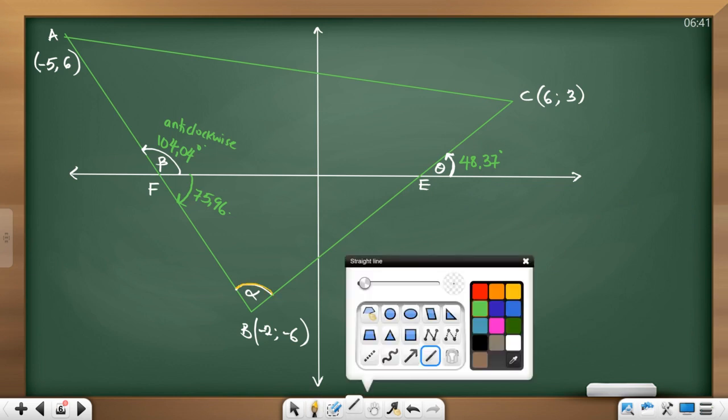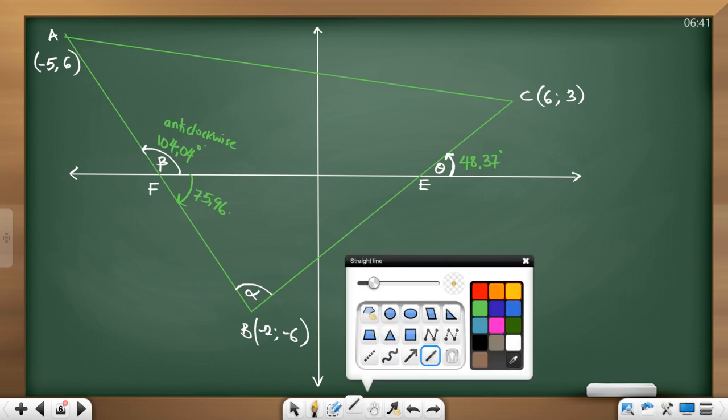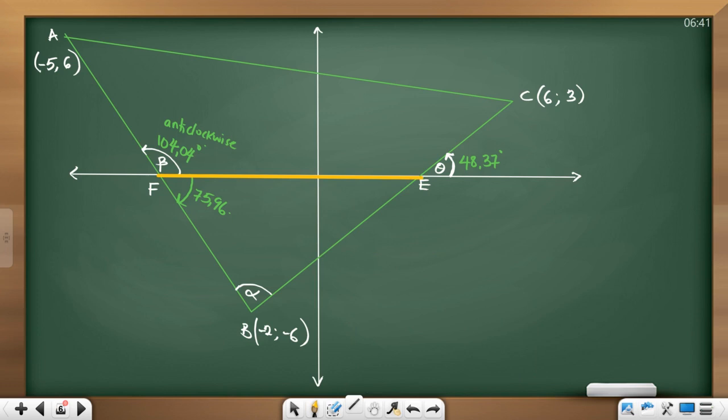And if I check, I've got a triangle here. I am not going to be looking at the entire triangle. Check this. Let me make it thicker. I am only going to be looking at this particular triangle where I have the angles. Do you see that? I could do this in two ways. I know this is vertically opposite, 48,37 degrees.